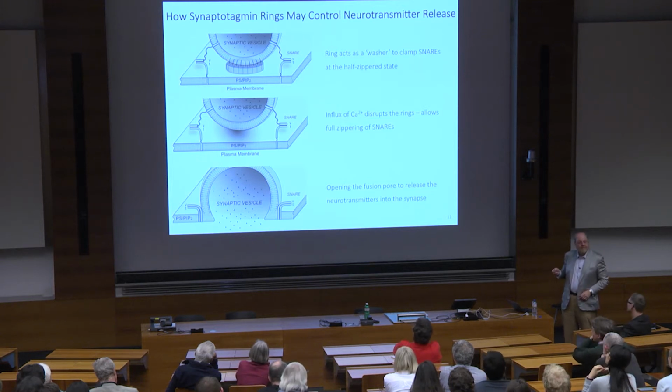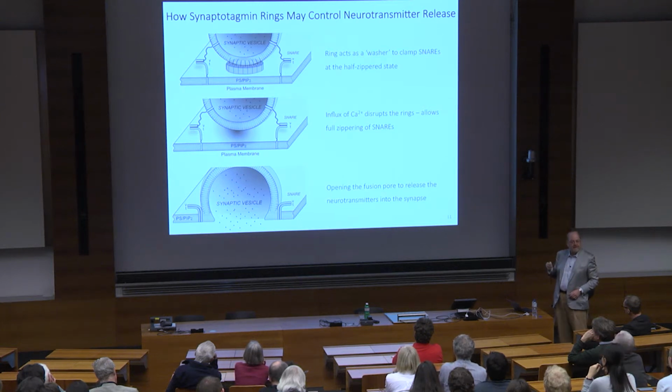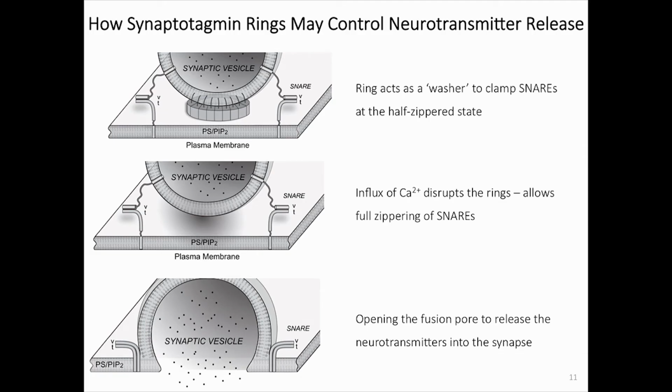Well, what would happen would be that the snare complexes would assemble halfway, but they couldn't go any further. You remember this is a binary toggle. I showed you that with the optical tweezers last night. So such a ring would prevent the spontaneous release of the neurotransmitter, and it would act as a clamp.